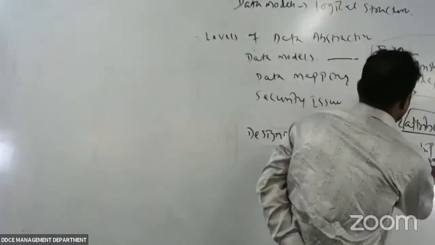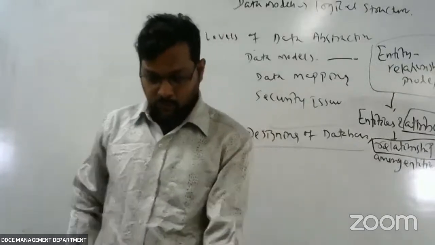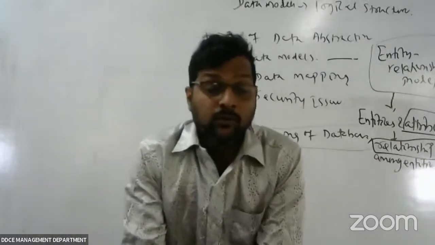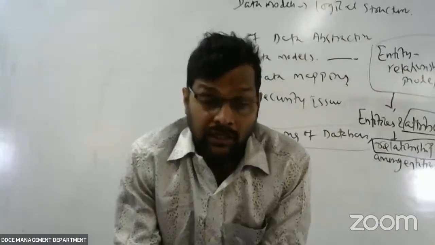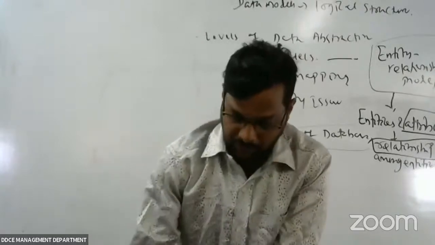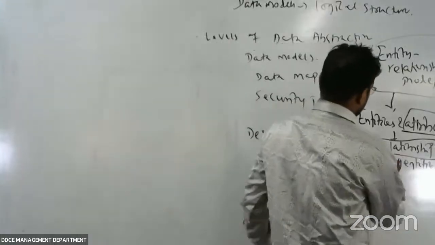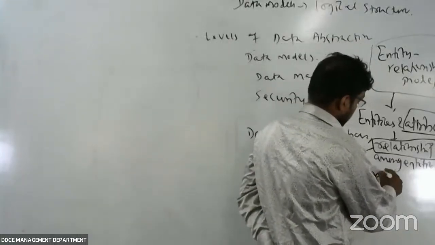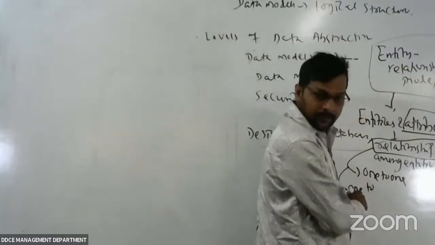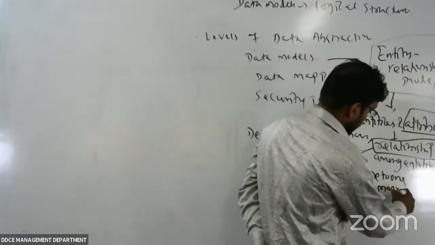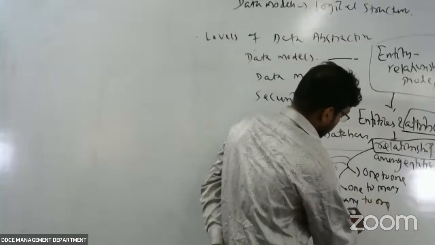Relationship: there are different types present. One to one relationship, one to many relationship, many to one relationship, many to many relationship. In the case of relationships, we have to find out whether it is one to one, one to many, many to one, or many to many.